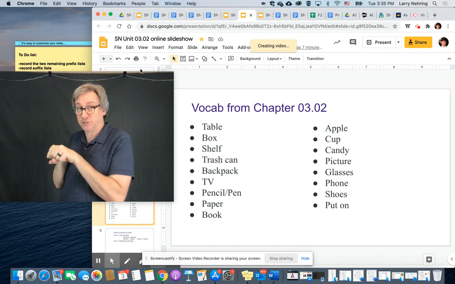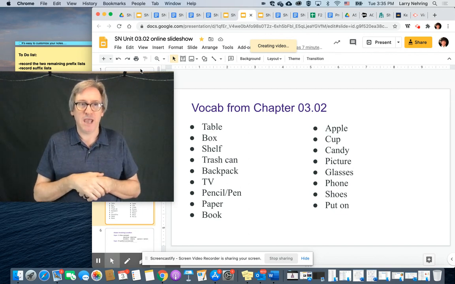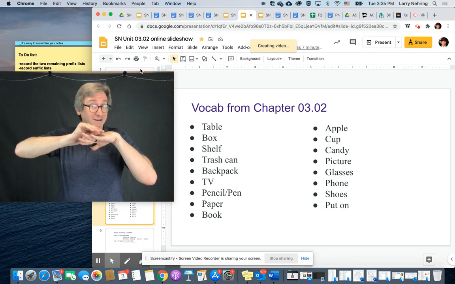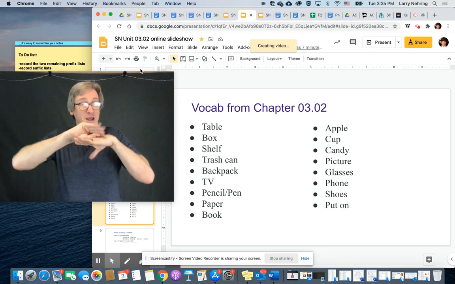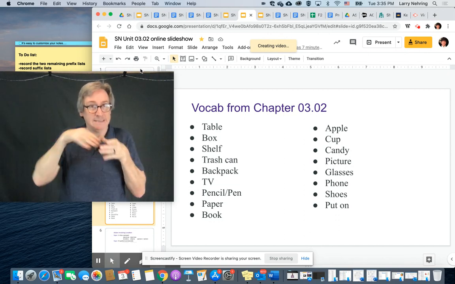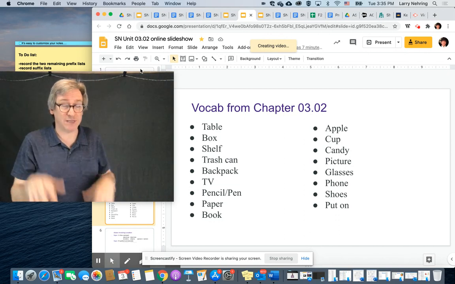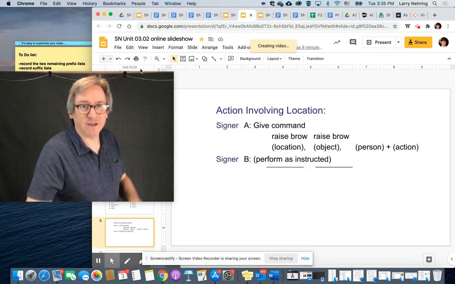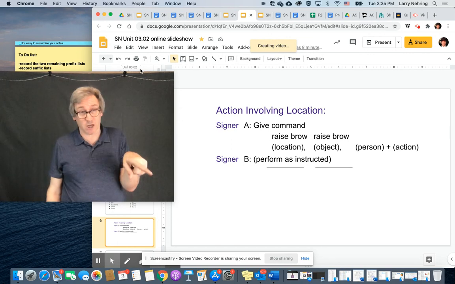Shoes, two S's, just boom, boom, boom, together. And put on. Or put on. So we want to say put on, put under, put beside, put in. Take out. So all of those actions, and again, just involving a location. We're going to say what the location is we're talking about here.